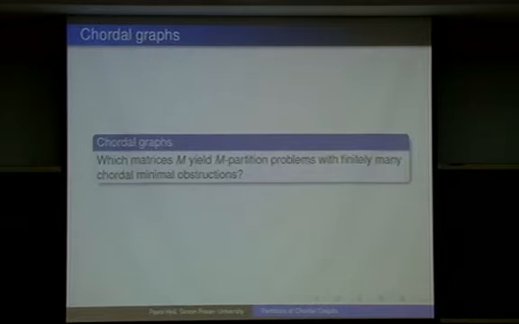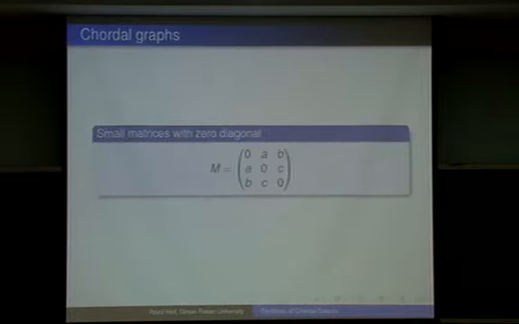Maybe we can say now in region 4 which matrices yield finitely many chordal minimal obstructions and which lead to infinitely many, and just in case you fall asleep between now and the end, unfortunately we don't know. This is an open question I'm posing. But let me tell you what we have done looking at small matrices. A student worked for a master's thesis on classifying all matrices of size up to 4.